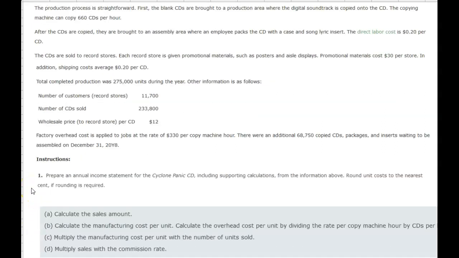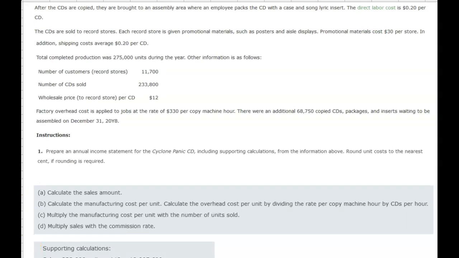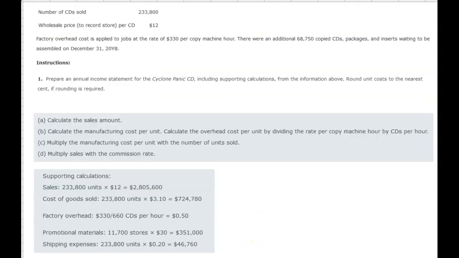Okay, so now here's some hints. What should we do? Well, we need to calculate the sales amount, and then we need to calculate the manufacturing cost per unit. We should calculate the overhead cost per unit by dividing the rate per copy machine hour by CDs per hour. Then we multiply the manufacturing cost per unit with the number of units sold and multiply sales with the commission rate. So here's the supporting calculations you need to do.